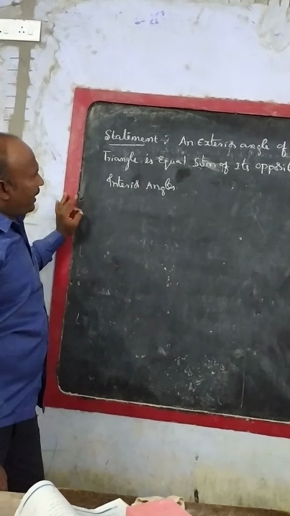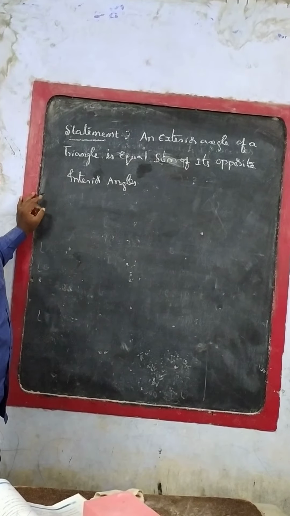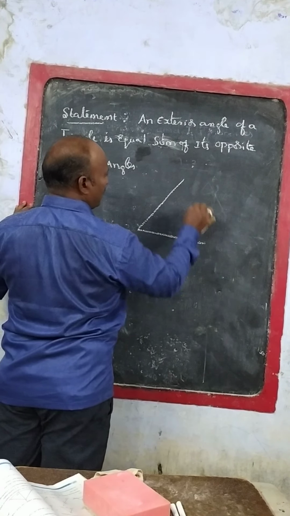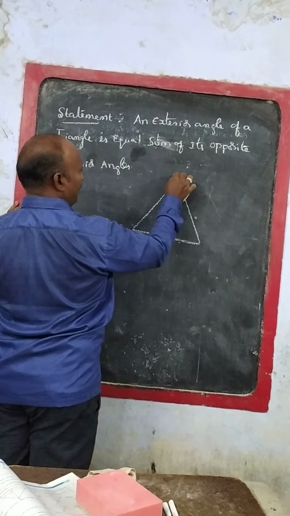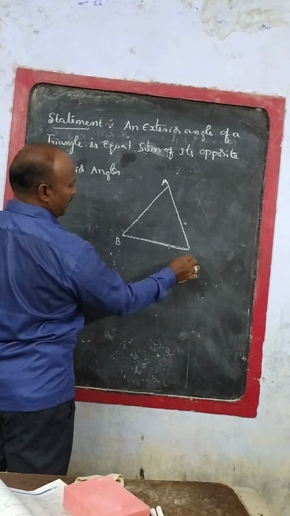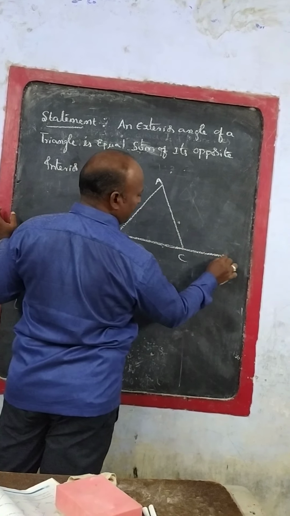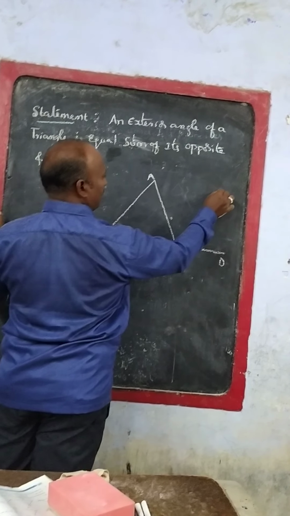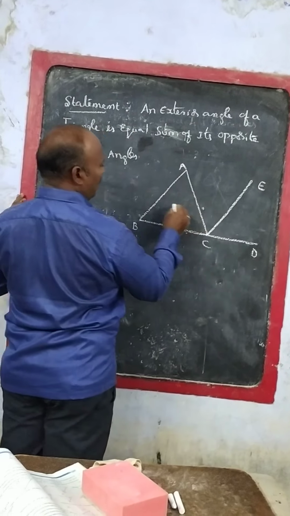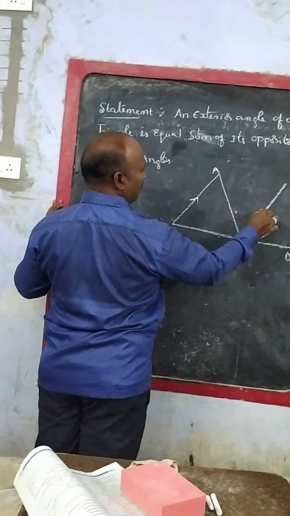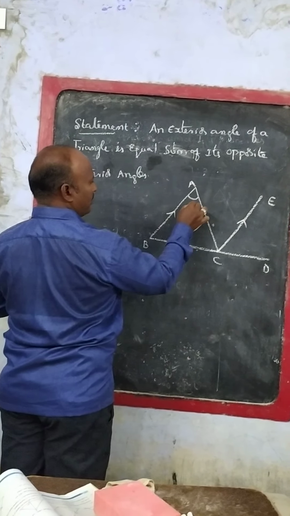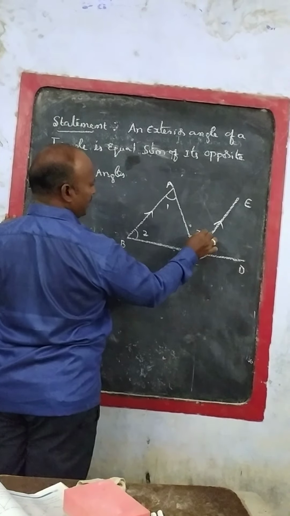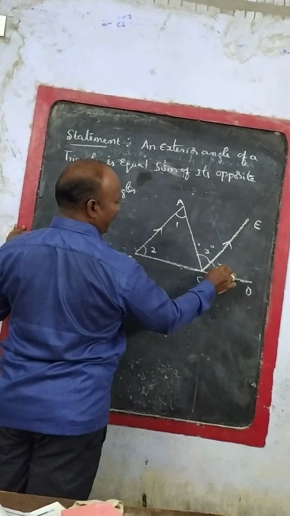An exterior angle of a triangle is equal to the sum of its opposite interior angles. So, diagram: this is a triangle ABC. Extend BC to D. Through C, draw CE, which is parallel to AB. Here angle A is 1, angle B is 2, this is x degrees, this is y degrees.